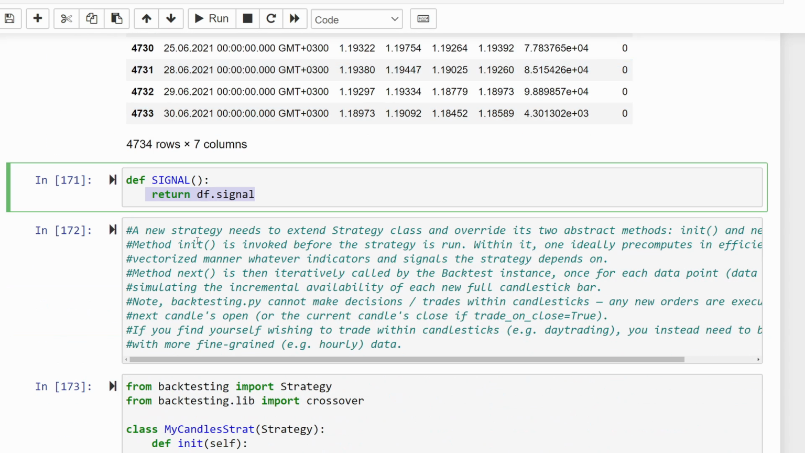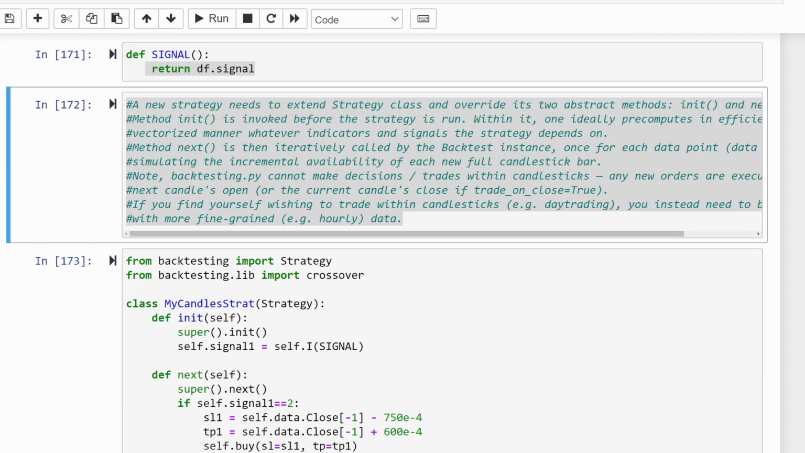This is going to be needed later on when we are going to define our class regarding the strategy we are going to use. So now we reached the most interesting part, which is defining our strategy and backtesting it. I've kept some comments from the website and the documentation of Backtesting.py because I find these very important to keep in mind just when we are building our class.